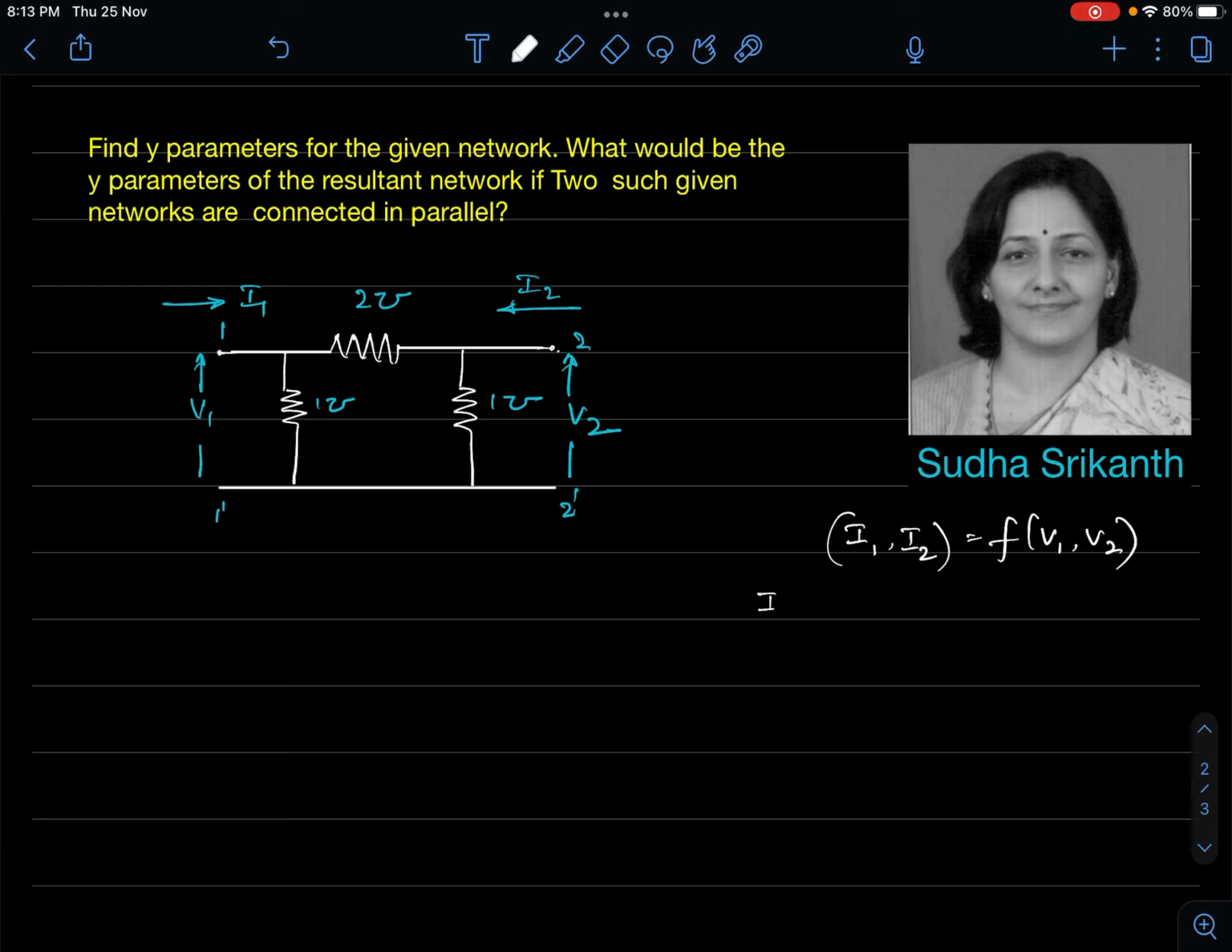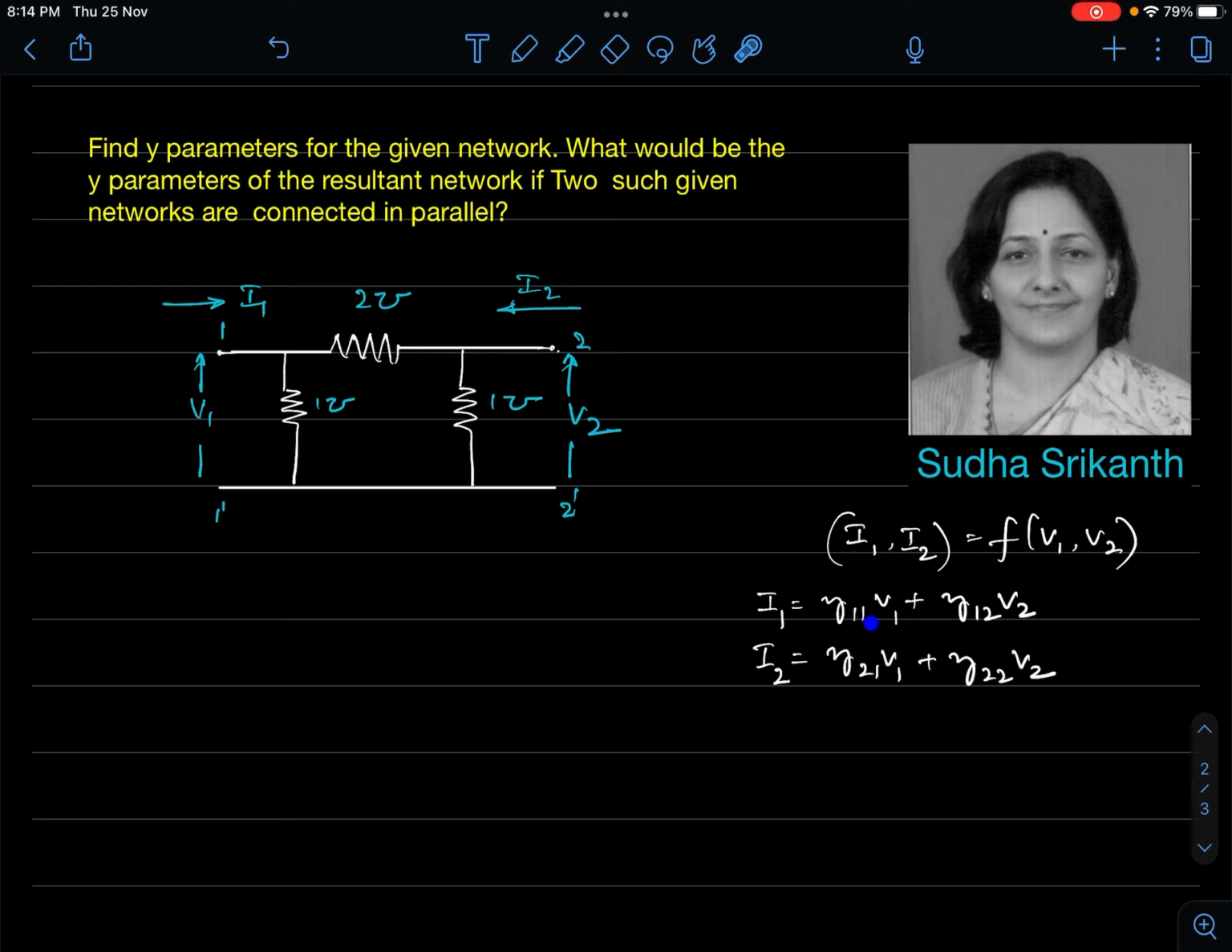How are they related? I presume that you have this theoretical background. I1 is y11 V1 plus y12 V2. The current in the second port, I2, is y21 V1 plus y22 V2. We need to pay attention here to the positive direction of flow of currents. So current into the port is taken as positive, right? This has to be clearly understood. And now this is the problem we have before us.